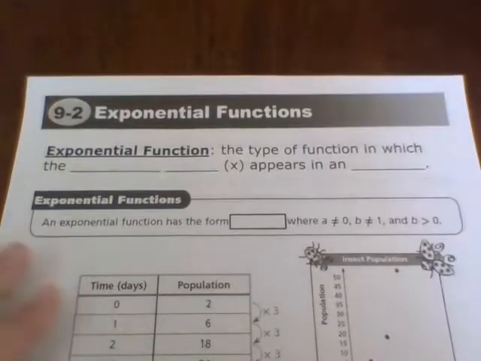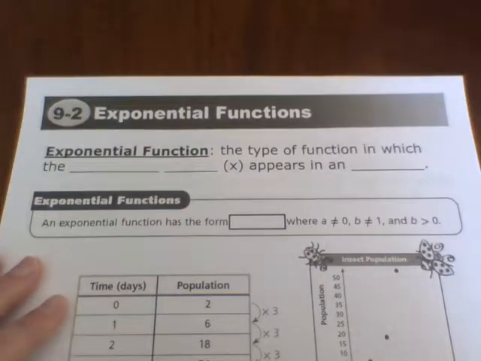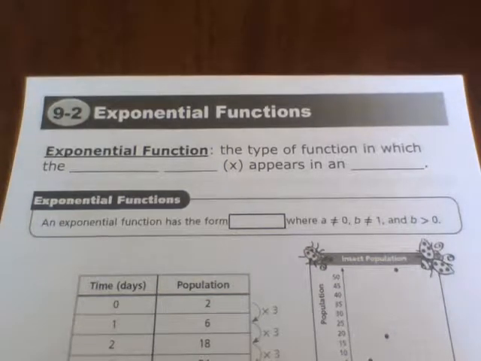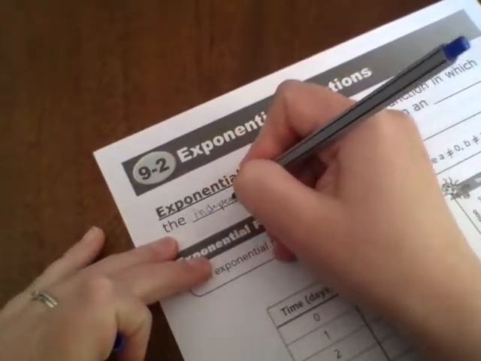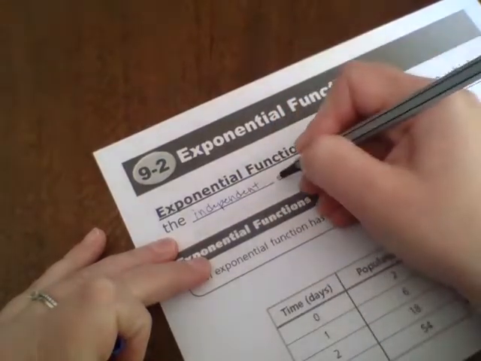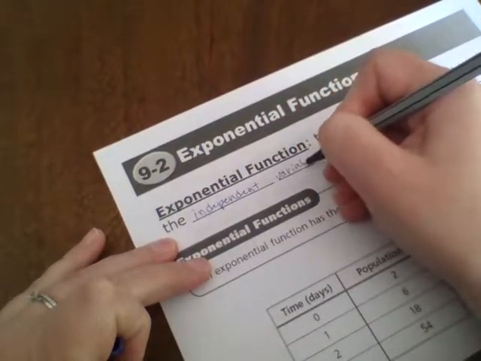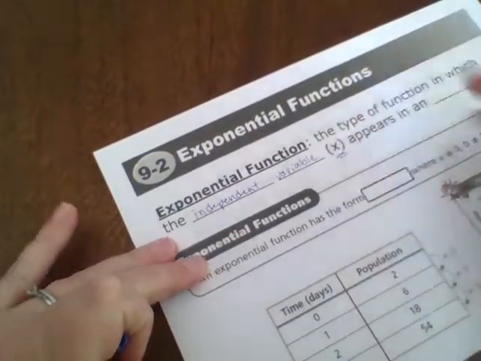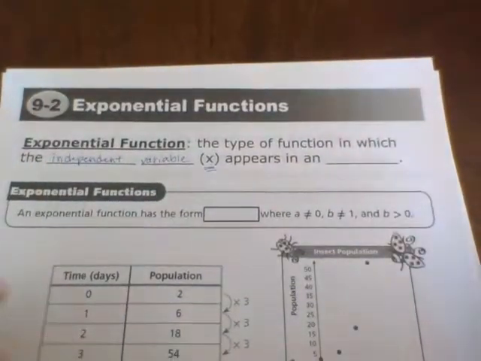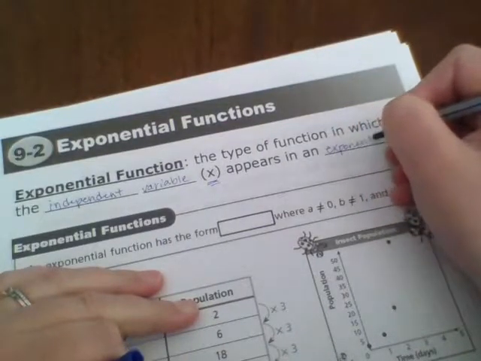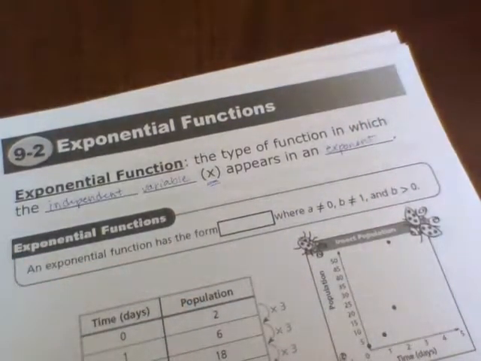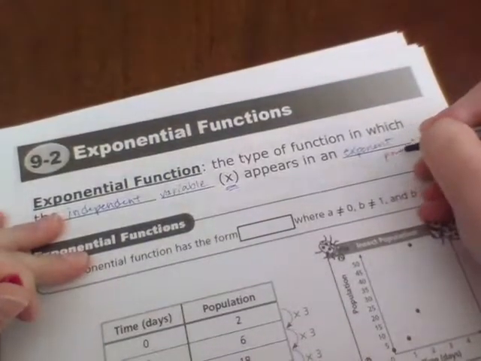So first things first, we're going to define an exponential function. An exponential function is the type of function in which the independent variable, which you can see is also known as x, appears in an exponent, which we can also call a power, or that little number up there. So power.